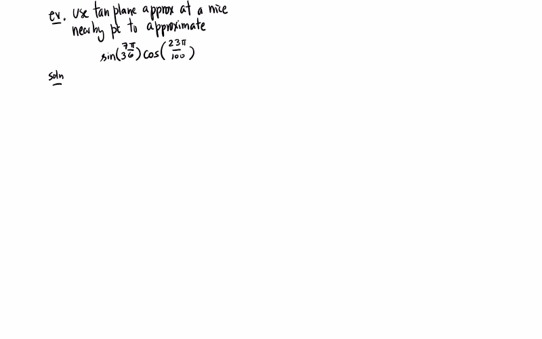So this looks pretty tricky, right? It's not clear what the nearby point is, but these problems are generally designed to be pretty nice. So look at these two values that are here, 7 pi over 36.